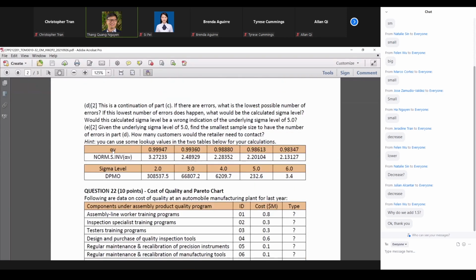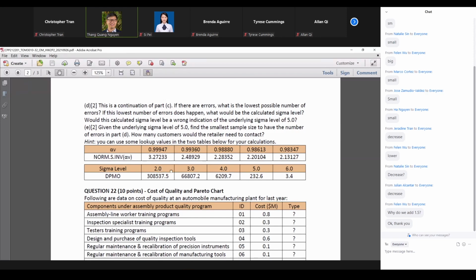The first equation, we do not need it because we just use Excel to calculate the norm inverse function, and then we get the sigma level, right? But for the B and C questions, you will need to use the lookup table here. This lookup table is the following. If we are operating at 2.0 sigma, right, then out of 1 million units, we're going to have 308,000 defects, right? It's a huge number of defects.